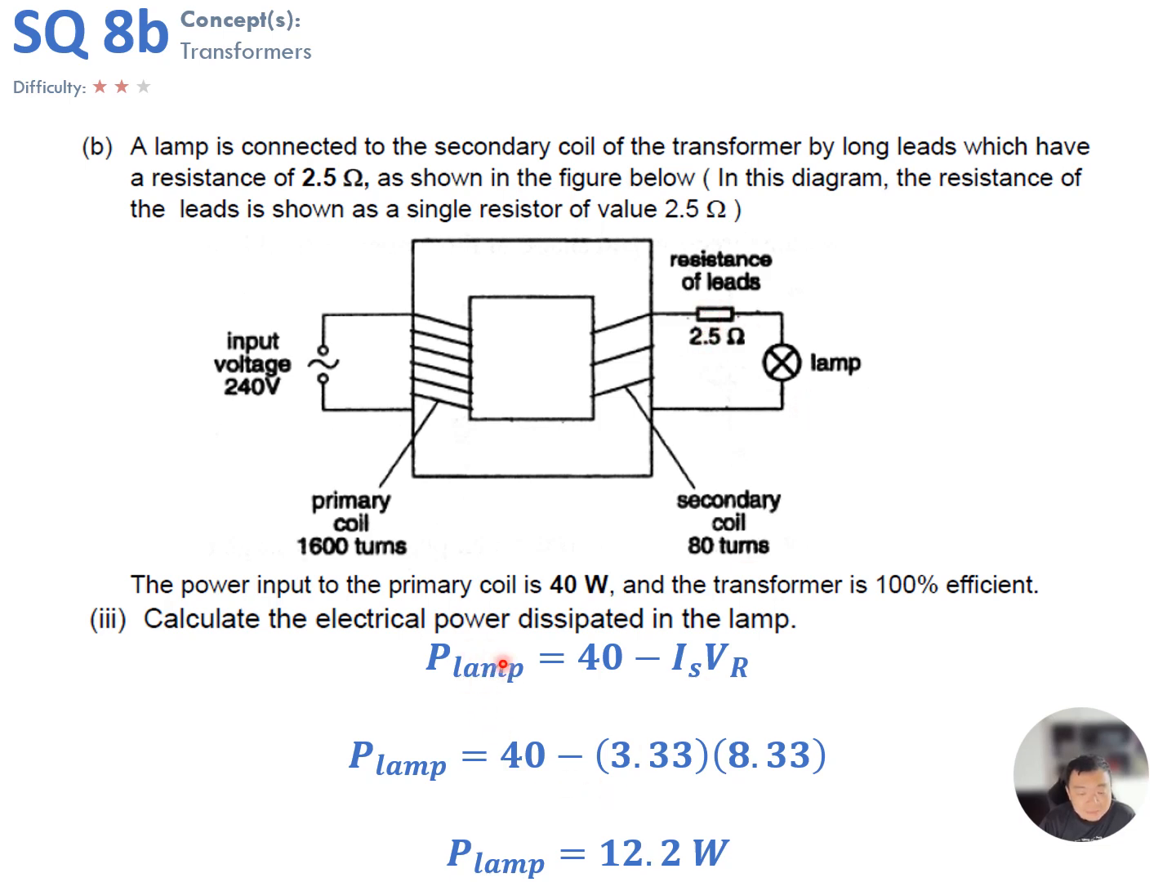So the power of the lamp is basically out of 40 watts, minus away how much power and energy is given away to the resistor. So 40 minus current times voltage across the resistance, we will get 12.2 watts as the power across the lamp.